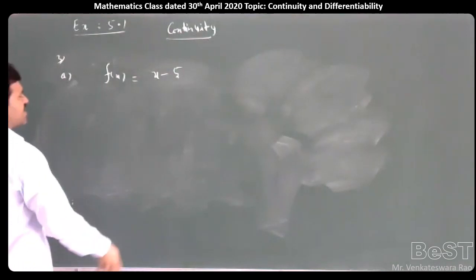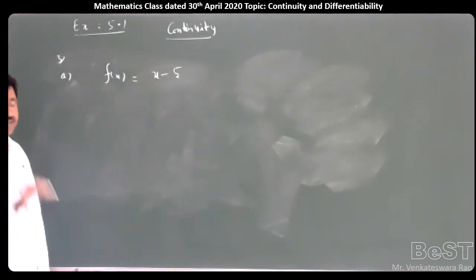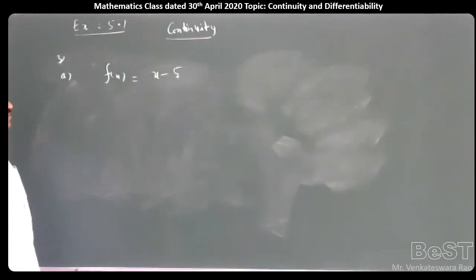So x minus 5 is a linear function. What is its domain? R. So it is continuous on R. No objection. Not on that.